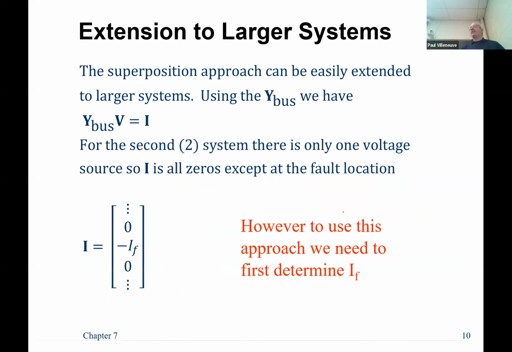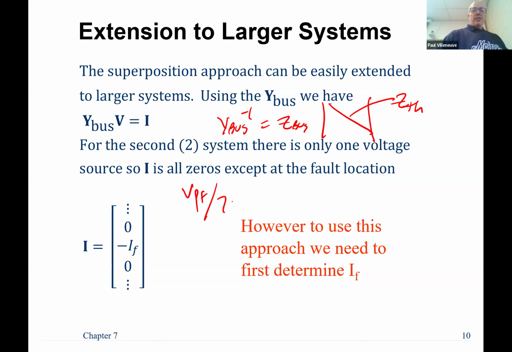Where do you think you're going to get the Thevenin equivalent impedance? The diagonals of the Z bus are Z Thevenin seen at every single bus. So that's another huge advantage to building Y bus, because we can get the Thevenin equivalent impedances seen at all those buses. All we need to do to solve for IF is take V pre-fault and divide by Z Thevenin, and that equals IF. So again, you can very quickly get that result.